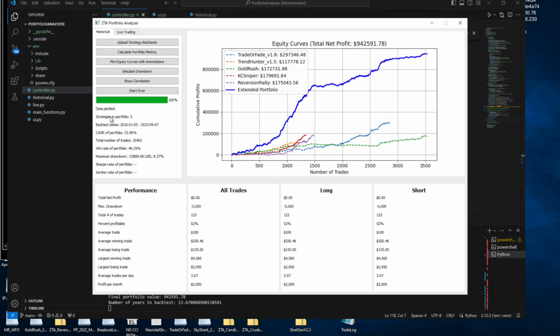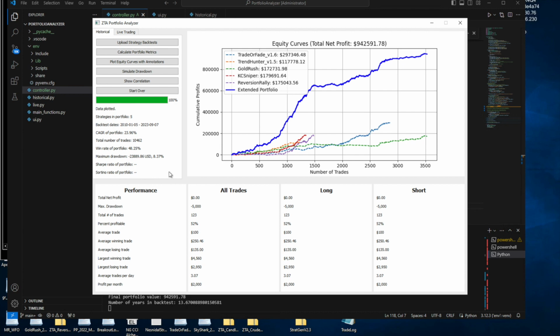So you can see that we have five strategies in the portfolio. We tested from 2010 to 2023. The compound annual growth rate of the portfolio is about 24%. So we are again beating the benchmark S&P because we are yielding on average 24% when the S&P usually yields around 8 to 10% on any given year, right? The total number of trades taken in the portfolio was a whopping 10,462 trades, absolutely massive. And the win rate of the portfolio is 48%.